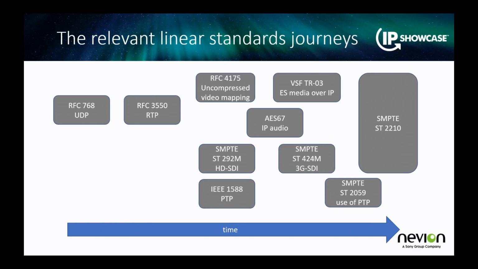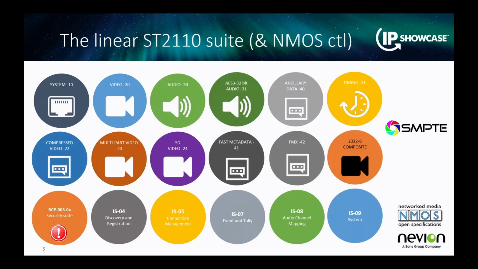Okay, so the linear journey for how we do standards in IP production is roughly like this. These are the various contributing standards that have influenced what we're doing in ST 2110. As a result, we have a suite of 2110 standards. The top 2 rows are the data plane, and the bottom row is effectively the control plane, which is the NMOS standards.